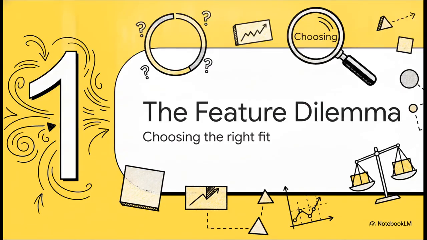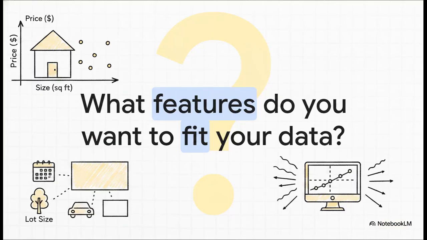All right, Section 1, the feature selection dilemma, choosing the right fit. Picture this. You've got a dataset. Let's go with a classic, housing prices based on square footage. The absolute first thing you've got to ask yourself when fitting a model to this is, what features are we actually going to use? I mean, this is the jumping off point. Whatever you choose here is going to dictate the whole rest of the process.